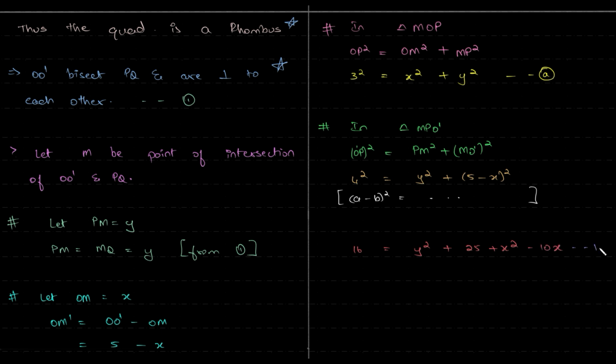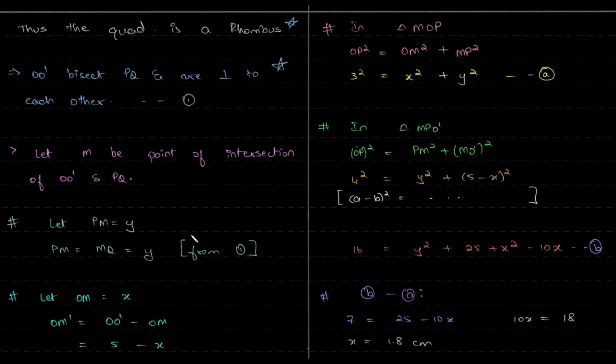And now what should we do? We should handle a and b. We can subtract b minus a and we'll get what? 16 minus 9, that is 7, I guess. Then we have x square getting cancelled, y square getting cancelled, and we are left out with 25 minus 10x. So since I don't have space, I'm trying to squish everything in. So 10x to the left hand side and 7 to the other side. We have this to be how much, guys? 18. So x is equal to 1.8 centimeter.